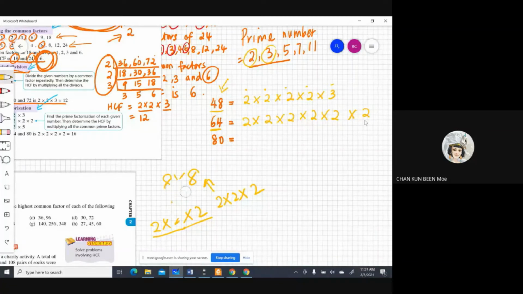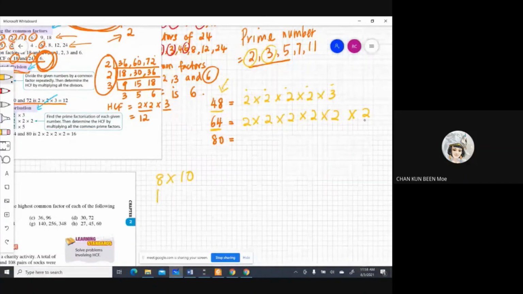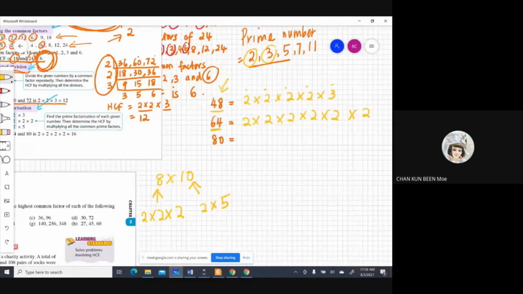Okay, now we move to the next number, which is 80. 80 is the product of what number? 80 is equal to 8 times 10. So the prime factors to get 8 are 2 times 2 times 2. The prime factors to get 10 are 2 times 5. Then we arrange them together again. Therefore, this will be 2 times 2 times 2 times 2 times 5.